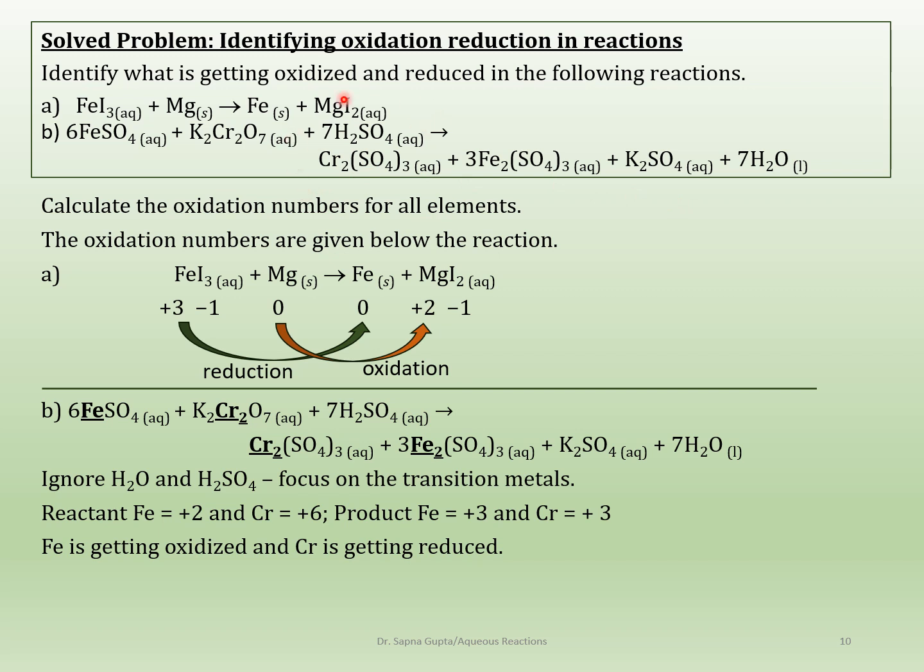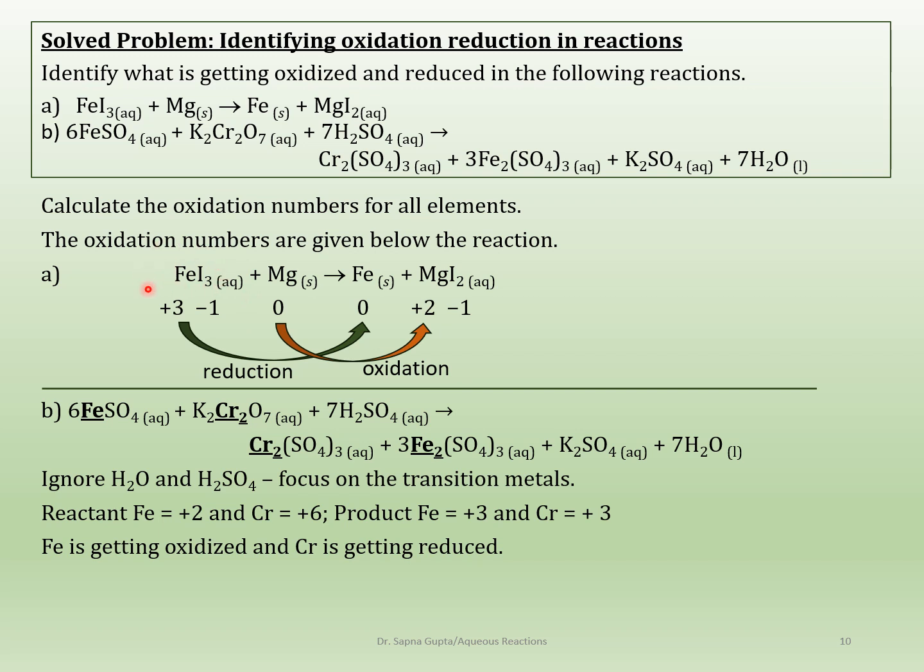Okay, so let's look at this problem here. So it says identify what is getting oxidized and reduced in the following reactions. So we have the first one and then we have a second one. Okay, so in order to figure out for reactions, you need to calculate the oxidation numbers, okay, for all the elements. There's nothing else you can do. So let's look at the first reaction, which is iron 3 iodide and magnesium and iron and magnesium iodide.